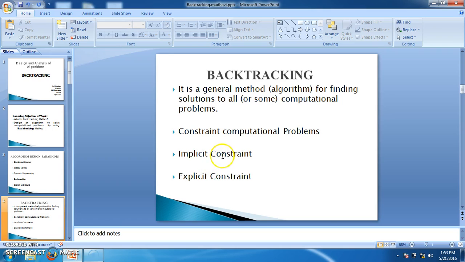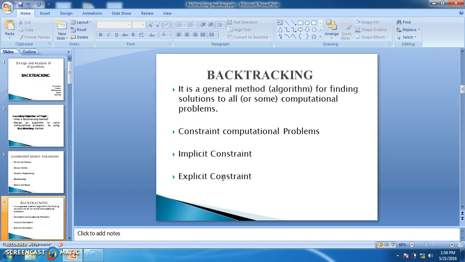The implicit constraint is nothing but the conditions that the problem itself consists of. Such kinds of conditions are known as implicit constraints. And the conditions in the problem which have to be satisfied by the solution are known as explicit constraints.